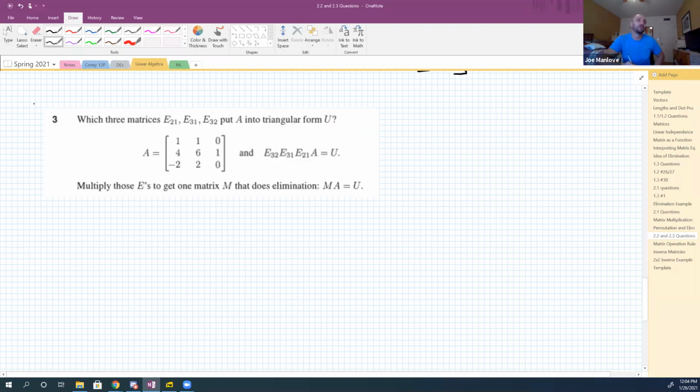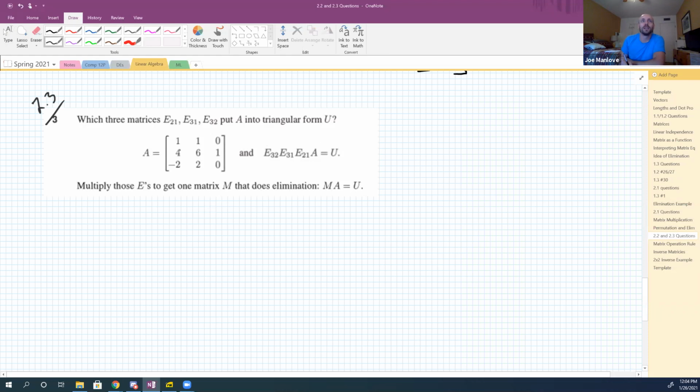All right, let's talk through 2.3, number 3. So we've got a matrix A. We're supposed to find some matrices that put A into a triangular form U. Essentially here they're asking me to just do Gauss-Jordan elimination of this thing.